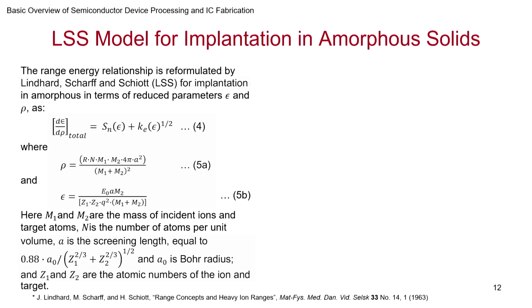Now, they try to normalize the units, independent of what ion is there or what target is there. So, they define a normalized distance parameter rho, which is given by this term, which involves the mass of the target as well as the ion. This is the ion, this is the target, and you can see that each component will play a role.